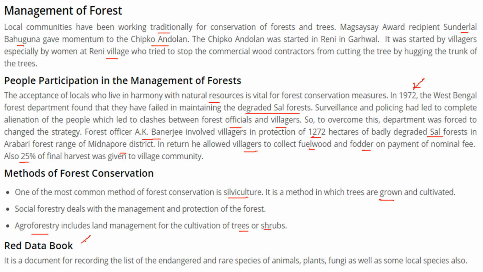There is the Red Data Book. This is a kind of document or book for recording the endangered and rare species of animals, plants, fungi, as well as some local species. So this book will tell you which animal, which species needs more attention, and more work has to be done in order to save or protect them.